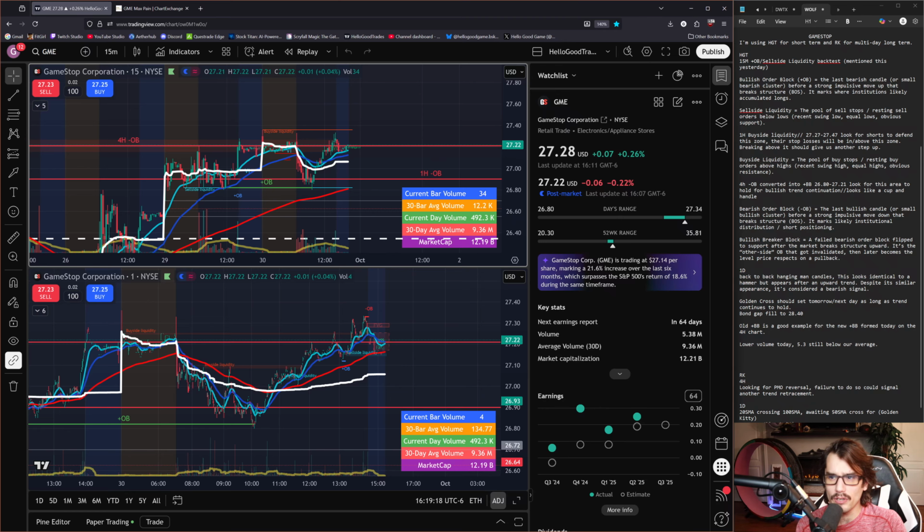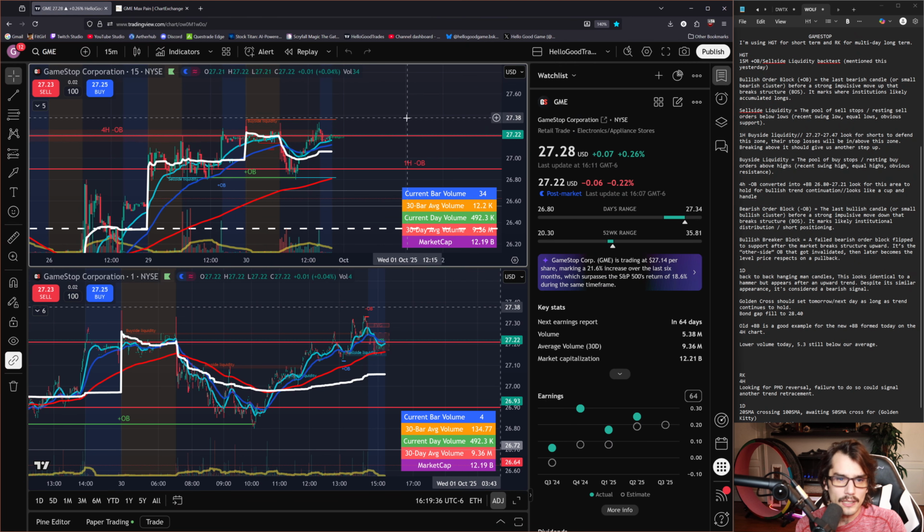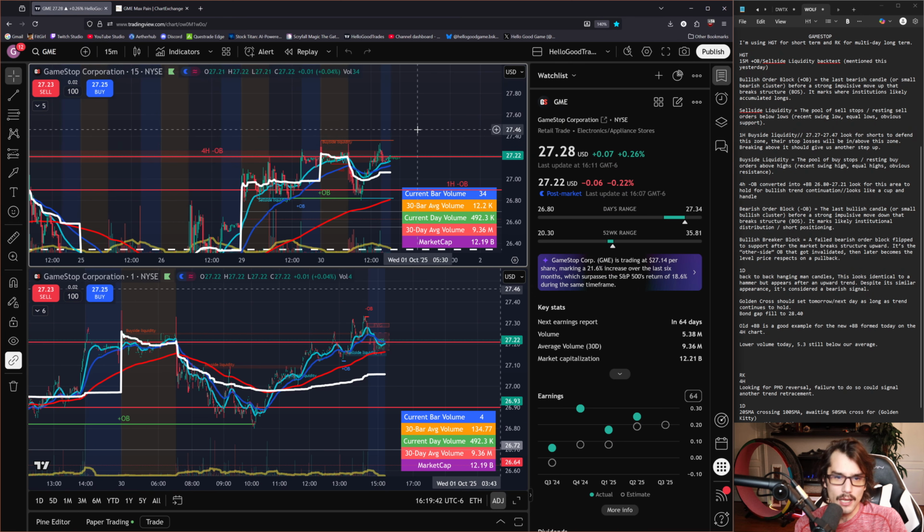It's just a pool of either sell stops or buy stops, right? Resting either above or below recent swing highs or lows, equal lows or tops, and of course obvious supports or resistances, right? You can think of them as supply and demand, more simply put, but they're a little bit more complex than that, as they are signaling those liquidity levels.